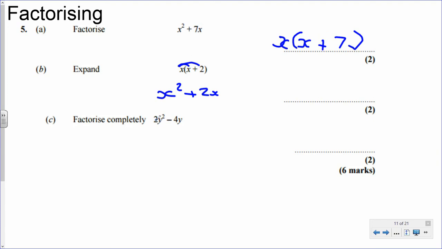Slightly harder one here. Factorize completely. Take out as many common factors as I can. If I look at the numbers 2 and 4, the highest common factor of that is 2. But I can also take out a y as well. And then I'll open up brackets. What would I need here? 1 times 2y gives me 2y squared. Well, that's y. And then what would I need here? That 1 times 2y would give me minus 4y. Well, that's minus 2.